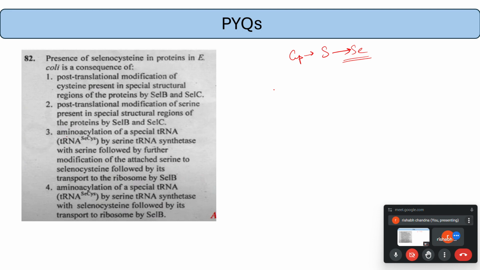As we know, when we see the structure of serine, how does it look? This is the alpha anomeric carbon. We have H, we have NH2, we have COOH, and here we have CH2OH. So this is the serine molecule. Then we have the cysteine molecule. Here instead of O we have S.